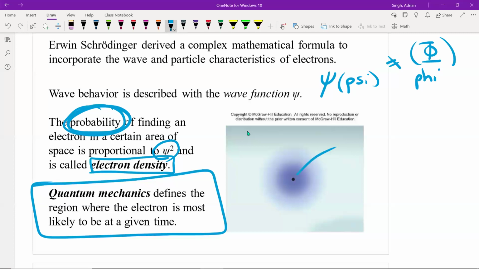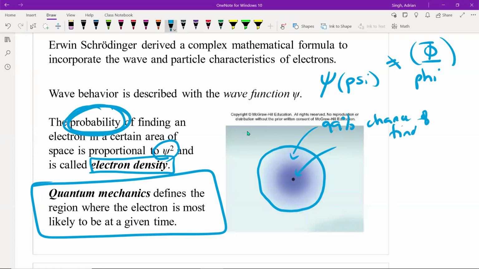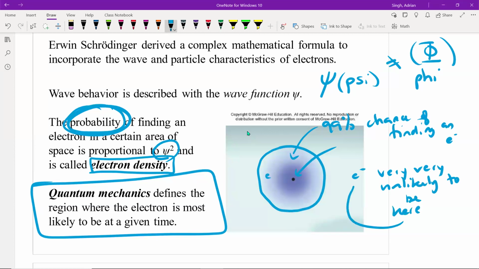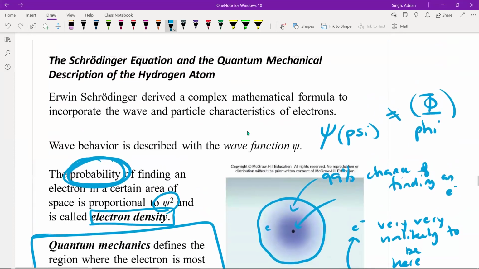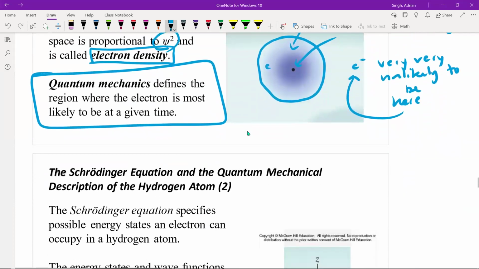So for example, if this is my nucleus over here, right, I may have a 99% chance of finding an electron in the region that I just highlighted in blue, right? So somewhere in this region, okay, maybe there's a 99% chance of finding an electron. Now, it's not that you can't find the electron out here. Okay, it may be out there, but it's very, very unlikely to be outside of that region. And that's what we deal with when it comes to quantum mechanics and the quantum mechanical treatment of atoms and of electrons and of molecules as well.